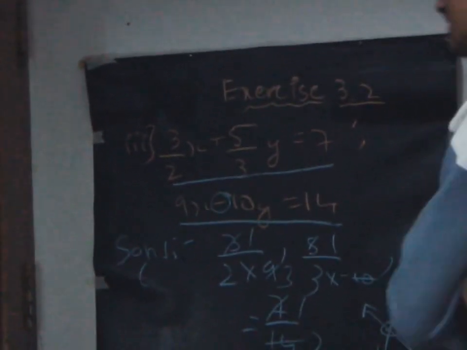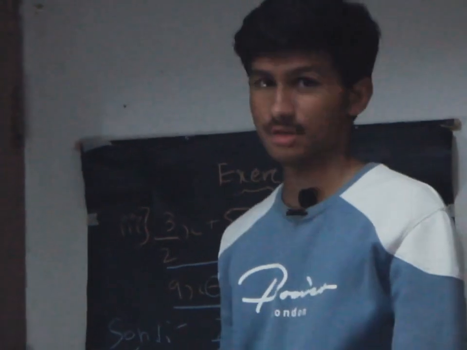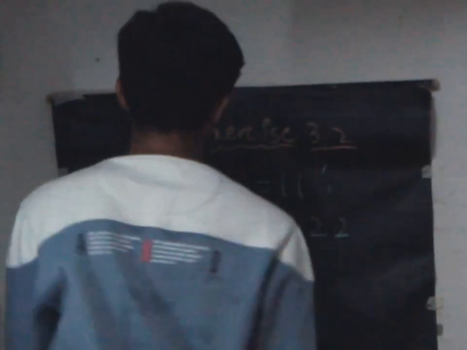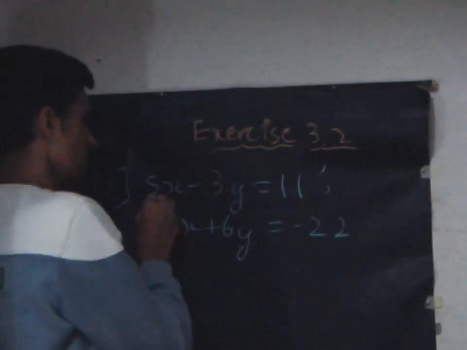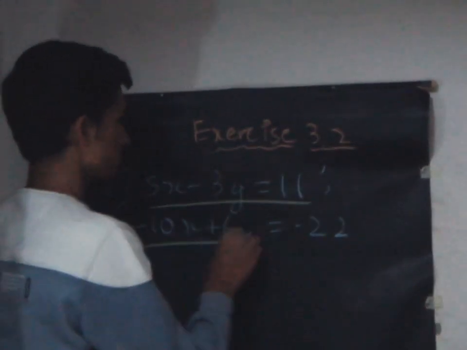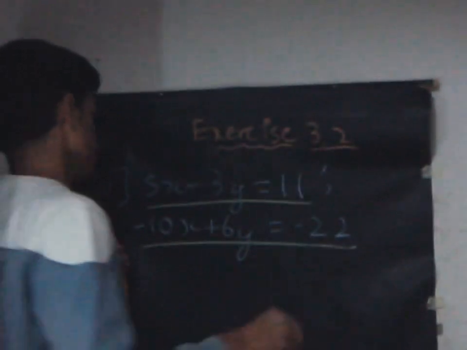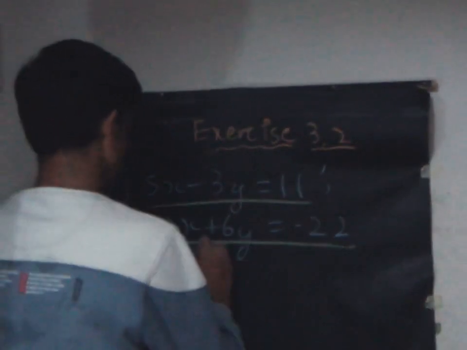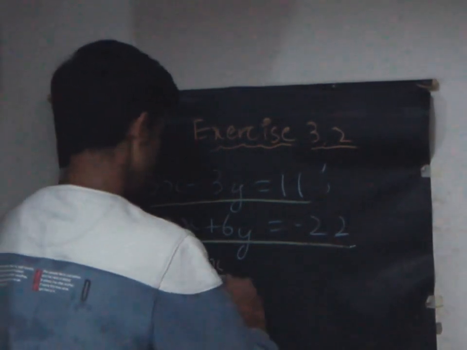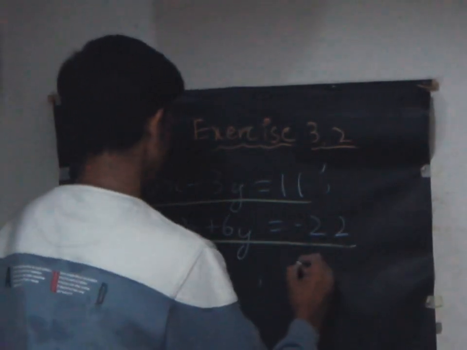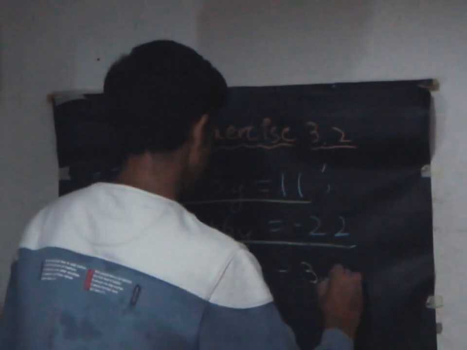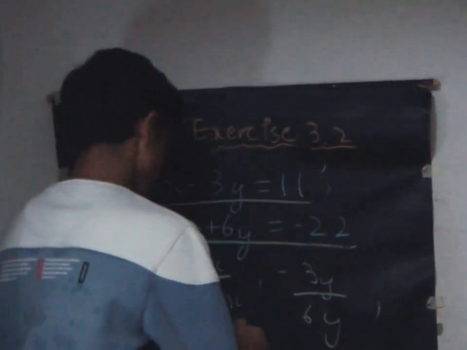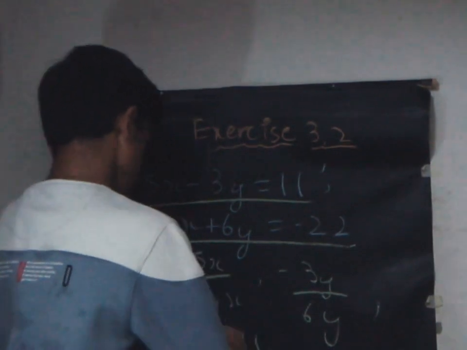Yeah. So let us move on to the fourth sub question of the third main question. So the question will be like this: 5x minus 3y is equal to 11, minus 2x plus 6y is equal to minus 22. This is the easiest equation. Solution will be like this. So 5x divided by minus 2x, I will be answering directly because it's not a time consuming way. Minus 3y divided by 6y. 11 by minus 22.